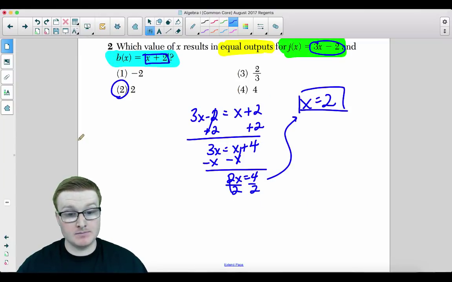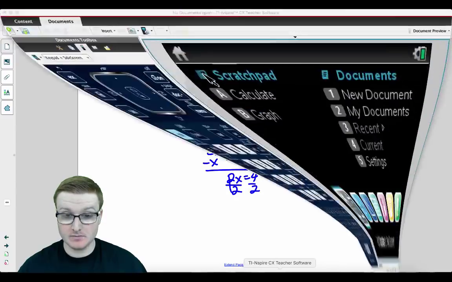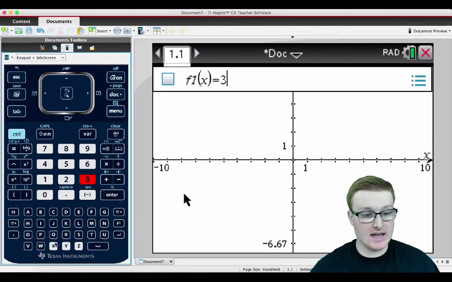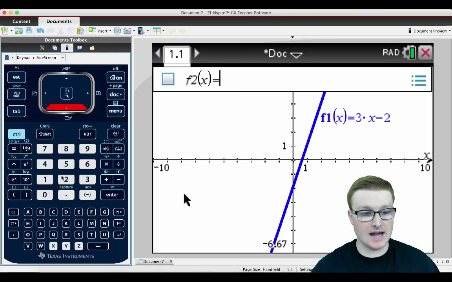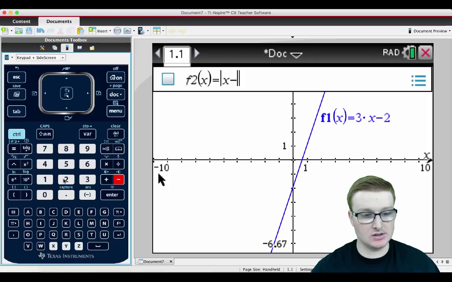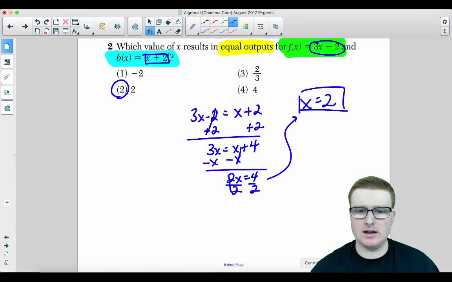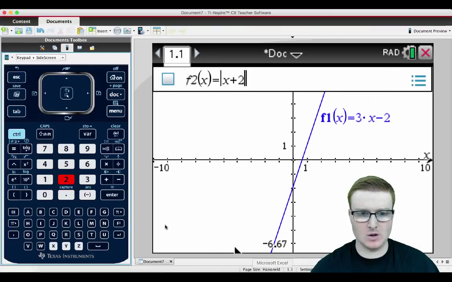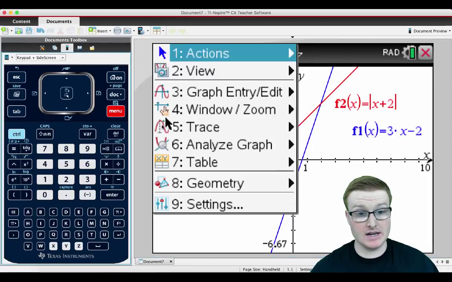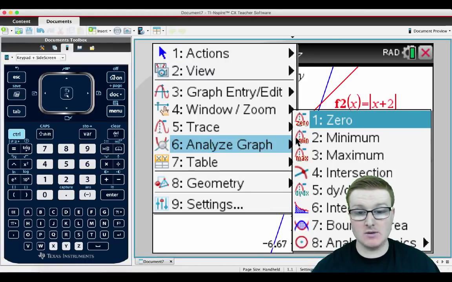Now, to show it graphically, go to your graph page. You're just going to type in 3x minus 2, and you're going to type in the absolute value of x minus 2. Was it minus or plus? I think it was plus 2. X plus 2. Yep. Okay. Graph those. Clearly, they intersected over here. And menu, analyze graph, intersection.